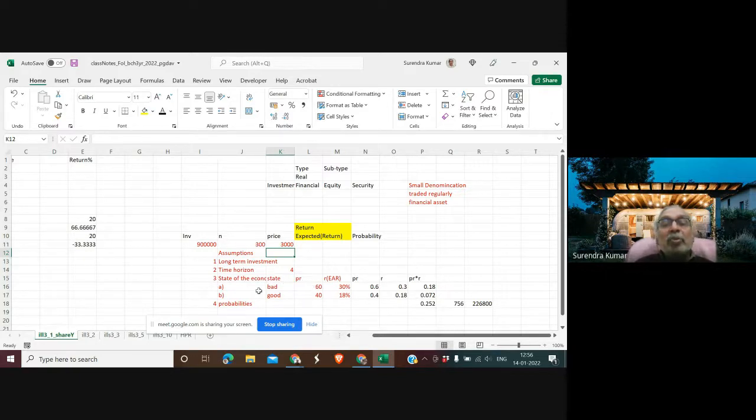And let's say I'm not modifying anything about the probabilities of state of the economies and the expected return calculated in the form of effective annual return. I'm not modifying that information. I'm only modifying the investment and number of securities. So now with my investment of 9 lakh rupees, I am getting 2,26,800 rupees effective annual return for 4 years. But these are all calculations in future. So these are expected returns.